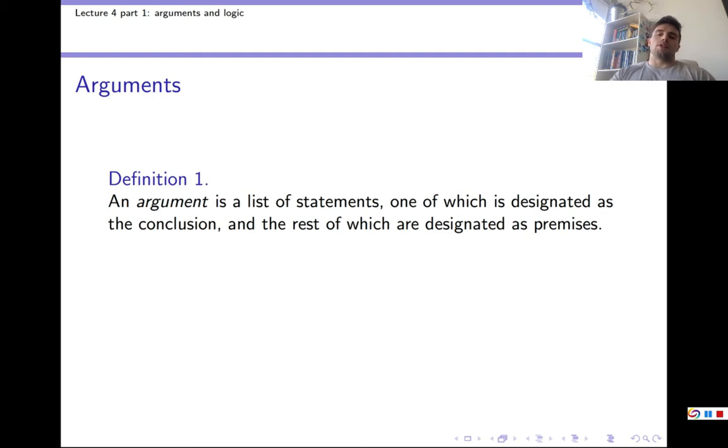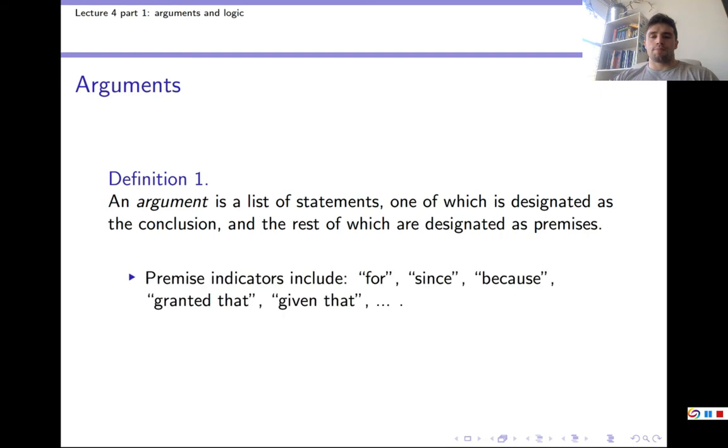Now, in spoken English, if you're putting forward an argument, you don't really say something like P, Q, and R are my premises and S is my conclusion. But the conclusion and premises are usually clear because of the presence of indicator words. Now I know indicator words are covered in LPS 29, so if any of you have taken that course, hopefully this will be familiar. Some premise indicator words are these. We have for, since, because, granted that, given that, and so on.